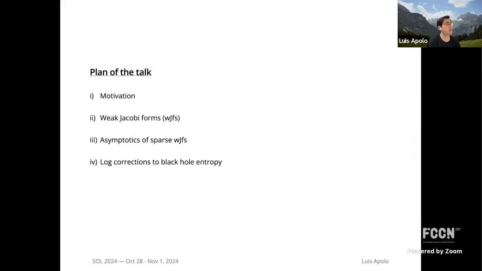And so the plan of the talk is as follows. I've given you some motivation of why I'm interested in seeing the repercussions of sparseness on weak Jacobi forms. What I will do now is tell you a little bit about weak Jacobi forms. Then I will tell you how I extract the asymptotics of these weak Jacobi forms. And finally, I will try to apply these formulas to extract the log corrections to black hole entropy.